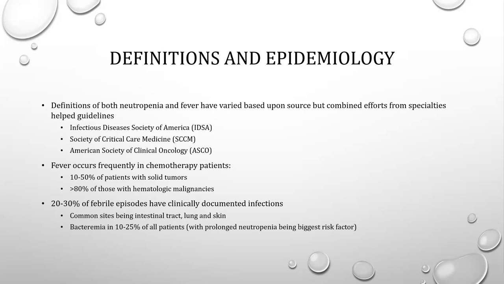And from those findings, prolonged neutropenia is the biggest risk factor. And again, this is likely due, especially from the gut, given the disruption of the normal flora and breakdown in cellular barriers from the chemotherapy.